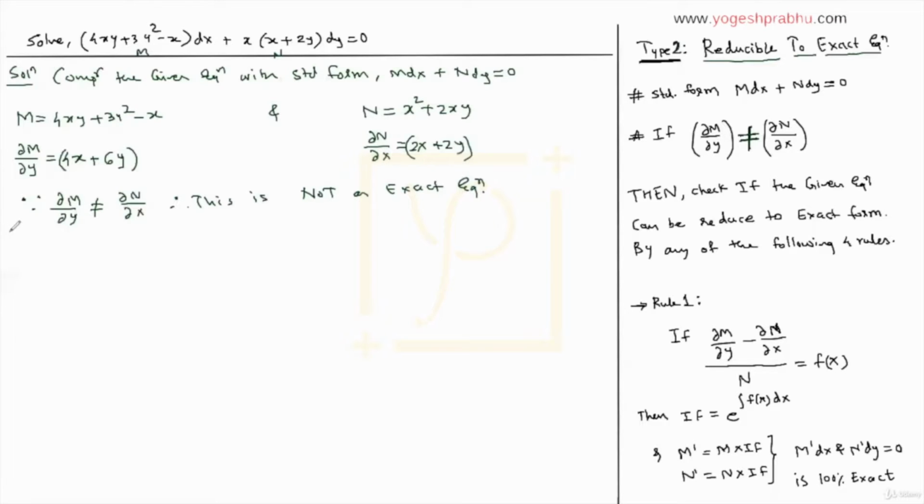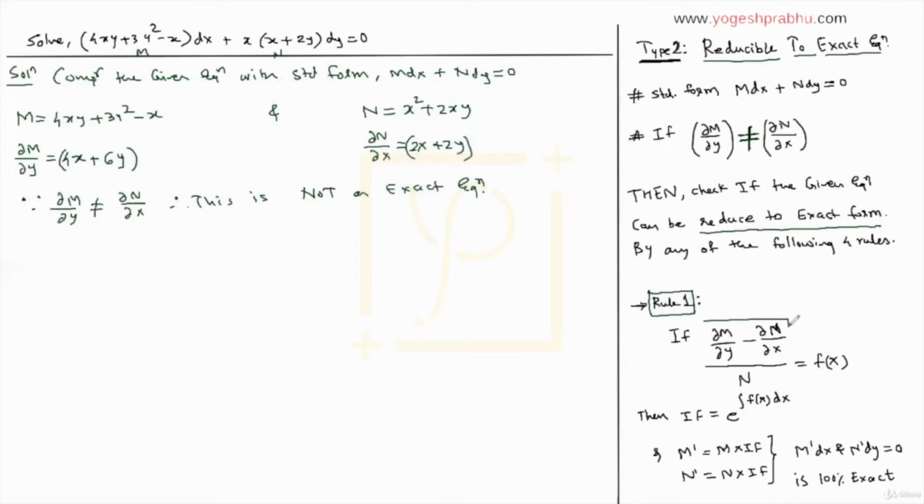To do that, we have some rules over here, and this is the first rule that I've written. There are precisely 4 rules, and we're going to see them one by one. As of now, we are looking at only the first rule. You can just read the lines here: check if the given equation can be reduced, if it can be converted to the exact form, by any of the following 4 rules. This is the first rule we have, so we'll see how the first rule applies. Now this is the condition.